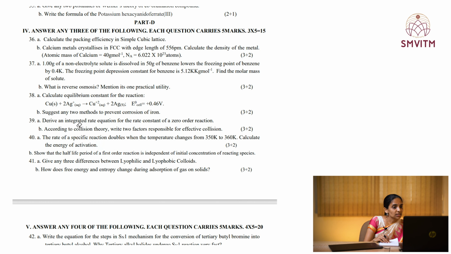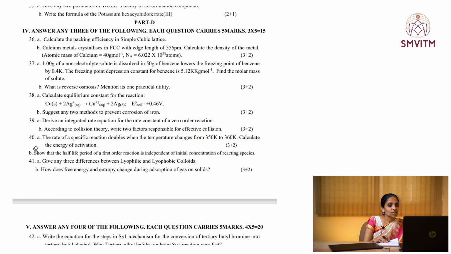Then as expected, integrated rate equation has come, this time for the zero order reaction. Then which are the two factors responsible for effective collisions? One is the reactant molecules must be properly oriented. Another is reactant molecules must collide with energy equal to or greater than activation energy.